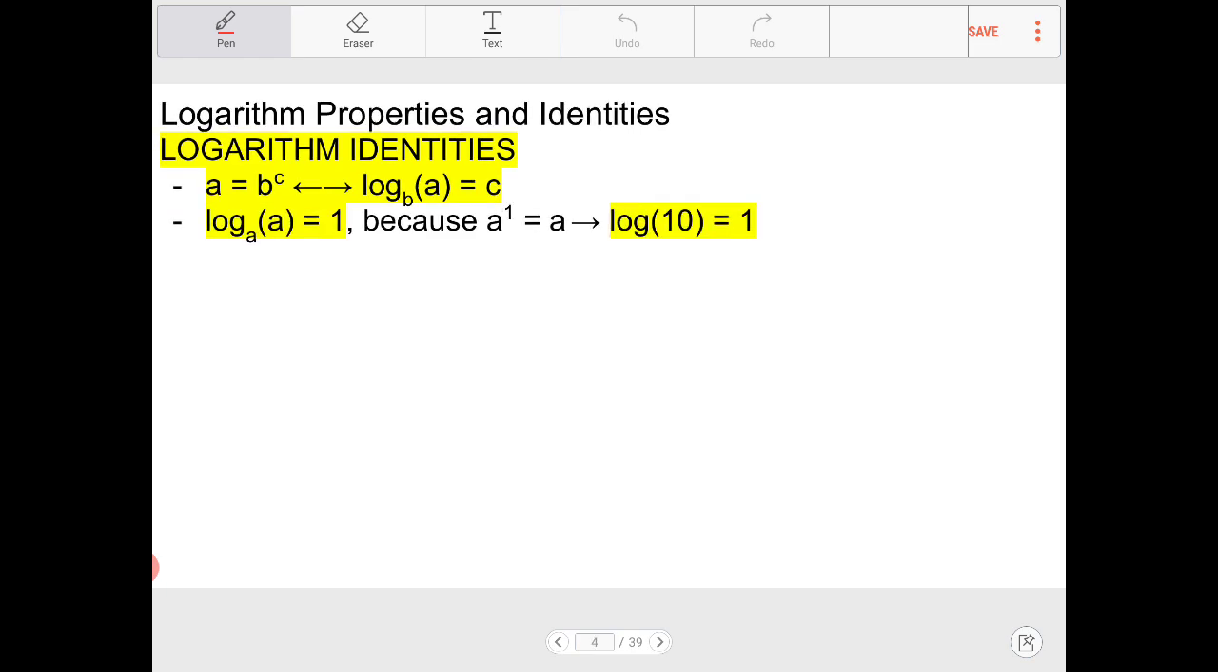This identity will prove to be important later on as we go through and solve more complex problems or need to prove certain other identities in the future. Log base a of a is equal to 1, and the reason for this is a to the first is equal to a. And consequently, we can say log of 10 is also 1. If the base of a logarithm is not explicitly stated, that's by default 10. So 10 to the first is equal to 10.